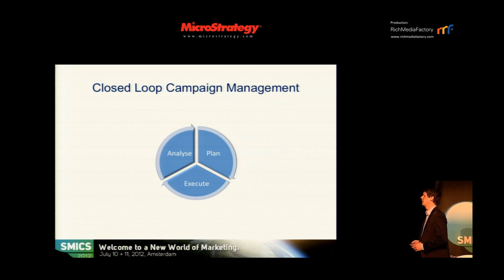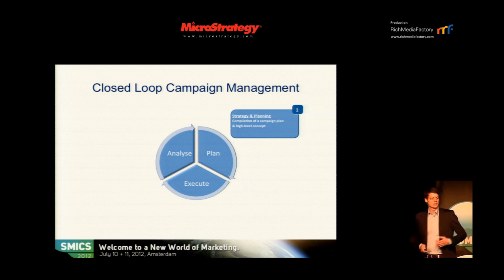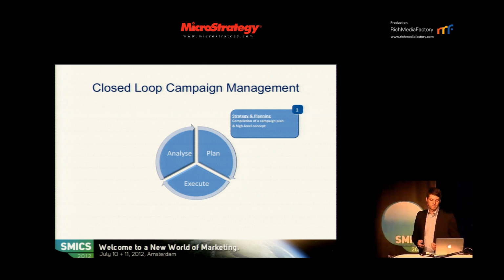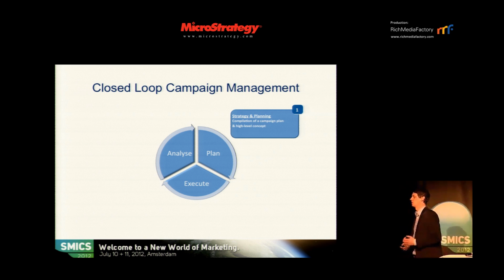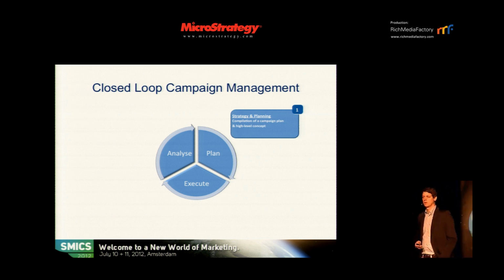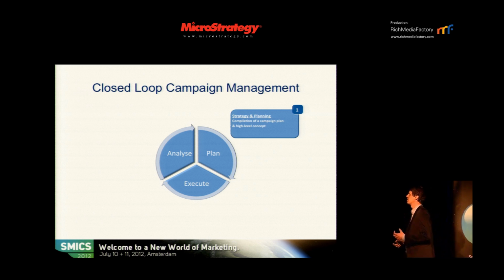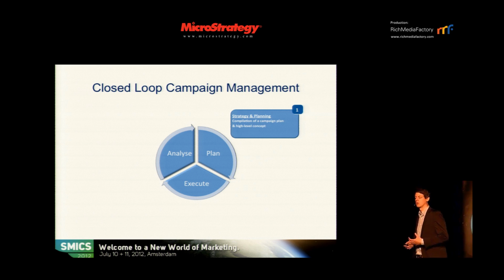So I just prepared one or two slides to give you a short introduction to our view on the campaign management. With the closed loop, we mean first you plan, then you execute, and then you analyze. You want to get better and better with each campaign. So from our perspective, the first thing to do is strategy and planning. Before you start a campaign, you need to make up your mind what do we want to do, when, and so on. So these are just the basics. You need to have a high-level concept on what the campaign will look like.